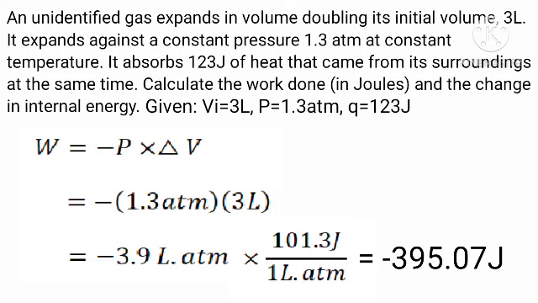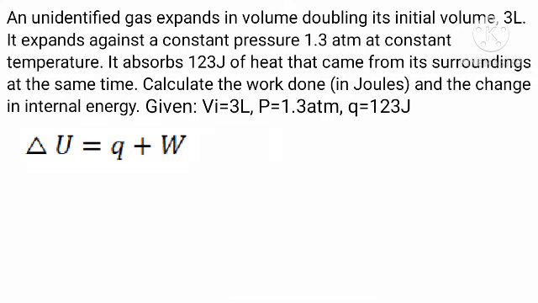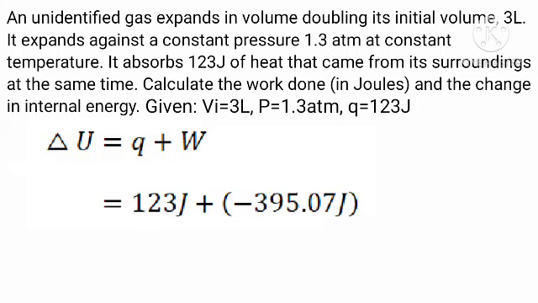Since we've found the work, we can now find the change in internal energy. Using this formula, 123 joules, which is the given heat, plus negative 395.07 joules, which is the work done. The answer is negative 272.07 joules. As you can see, it is negative. This means that the internal energy is released by the system.